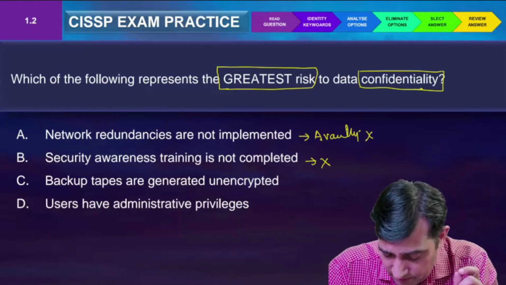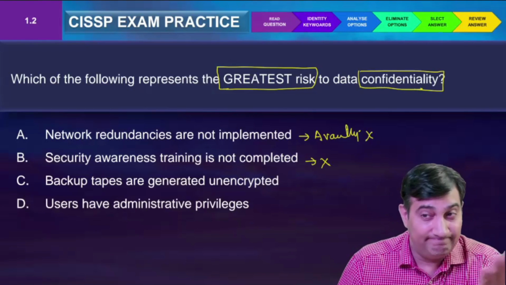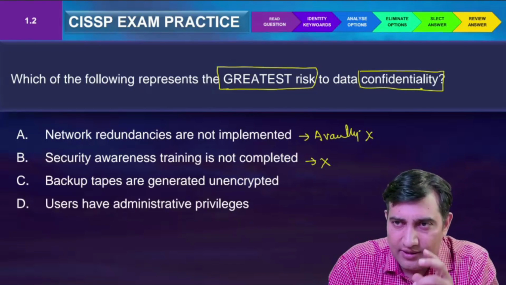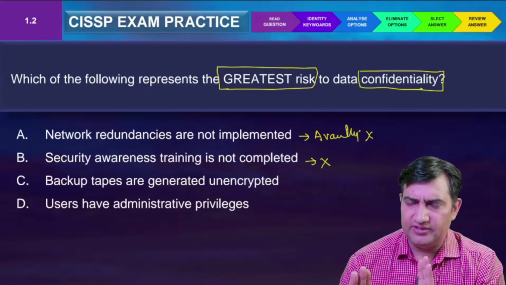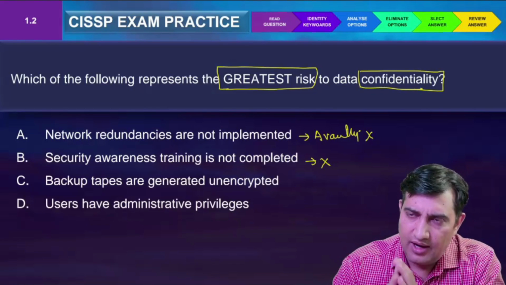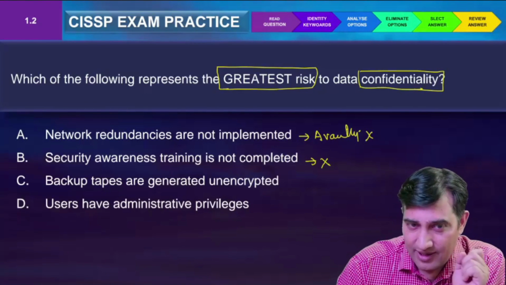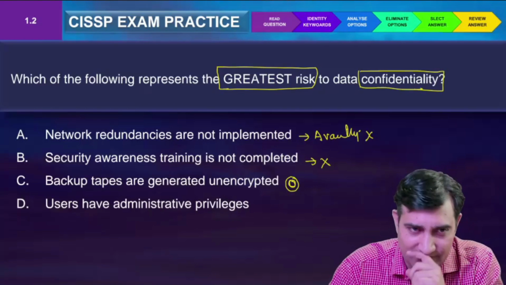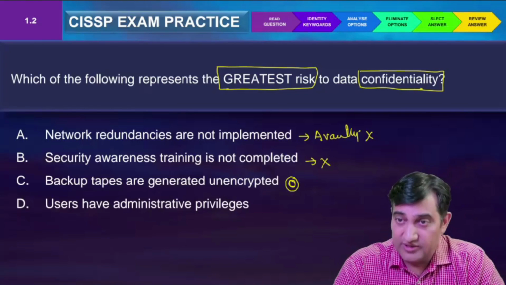We go to option number 3, which says backup tapes are generated unencrypted. I told you just a few moments back, right? The best control for data security and the final line of defense is always encryption. And encryption is a confidentiality control, right? You should know that. And that is why I am going to go bullish on this option. But let's also see why option D is there and what it means.